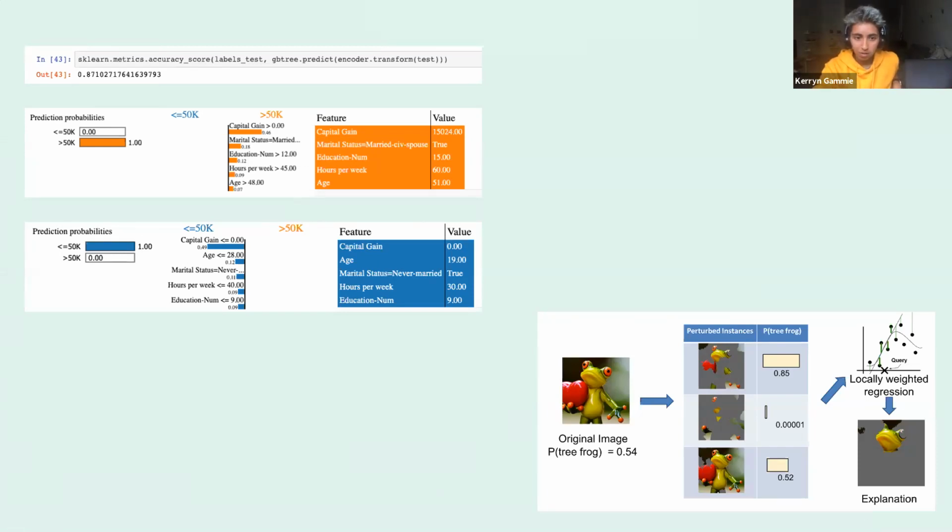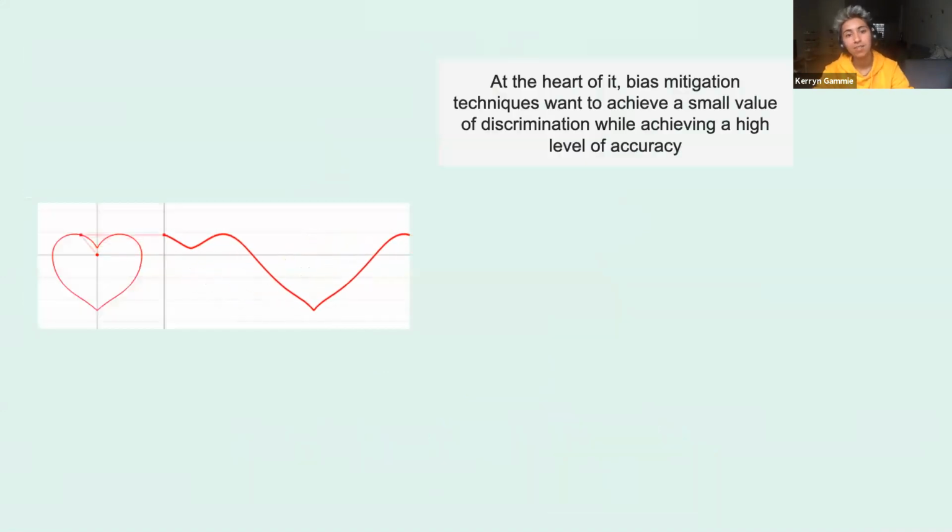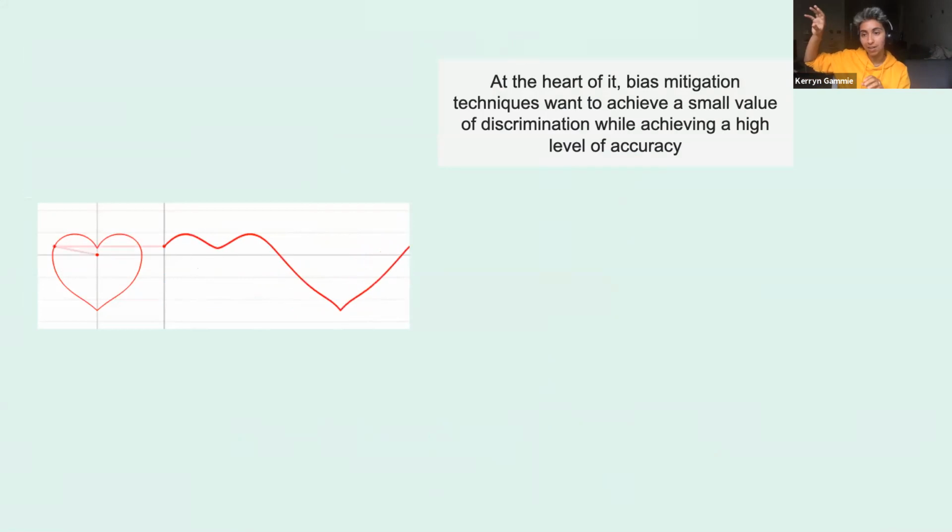Then, okay, cool. Then on the deep biasing stuff. So this is now where we're going to get down and dirty. Okay, so at the heart of it, bias mitigation techniques just want to achieve a small value of discrimination while achieving a high level of accuracy.